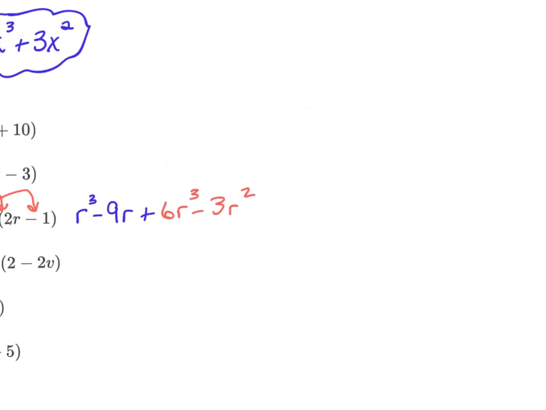So when I combine like terms, the biggest exponent I see is r cubed, so I'm going to rewrite that as r cubed. I have r cubed and what? Negative r cubed and a plus 6r cubed, right? Yes? Oh yeah, so 7r cubed. Yes, thank you. 7r cubed. And then I have minus 3r squared minus 9r.